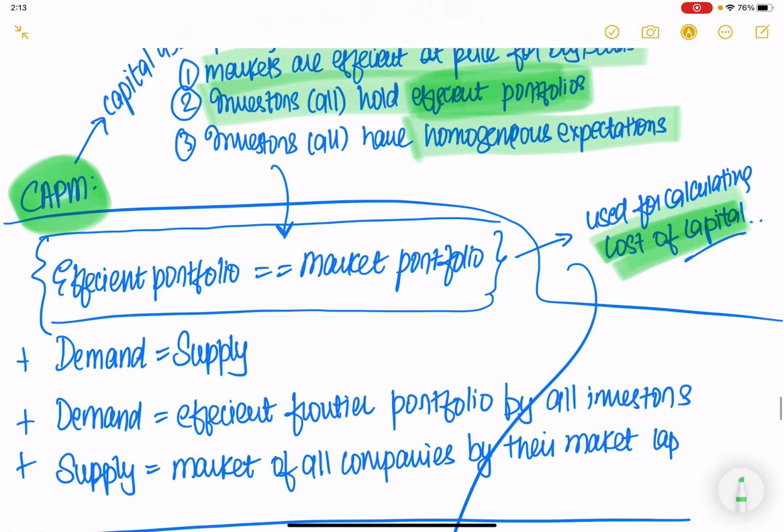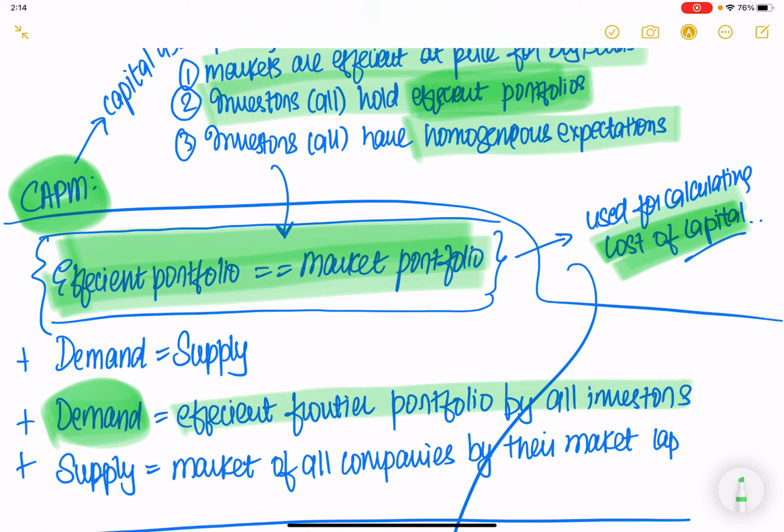With that, we can prove that the efficient portfolio is equal to the market portfolio. A market portfolio is basically the stock market, the market index, right? So how? We know that the demand for equity, under these three assumptions, is that everyone wants the efficient portfolio. We just saw that everyone is rational and expects the efficient portfolio. And what's the supply? The supply is the market of all companies out there. At any given point, demand and supply match, because someone is always holding the stock. So if demand and supply match, we are saying the efficient portfolio is the market portfolio. With that, we can actually build this concept of cost of capital using the capital asset pricing model.